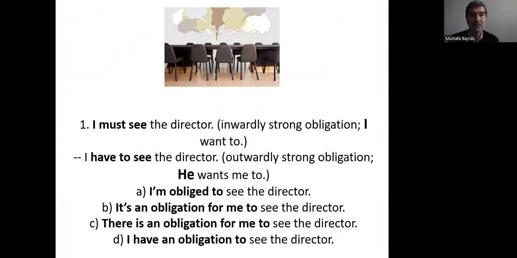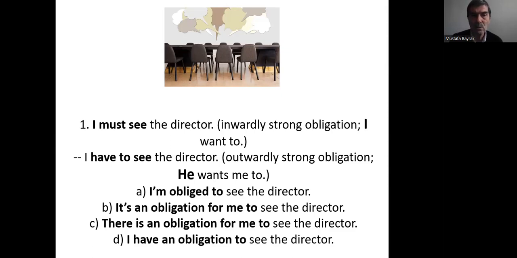Now let's take a look at the first sentence. For example, I must see the director means inwardly strong obligation. I want to see him. It is my responsibility; I feel that responsibility. I have to see the director means outwardly strong obligation. He wants me to see him. It doesn't matter whether I want to see him or not. I have to see him. I have got to see him.